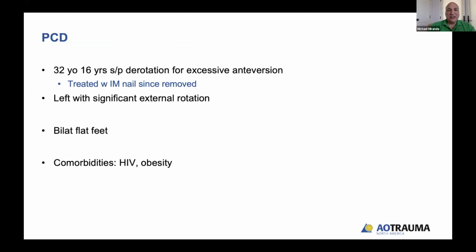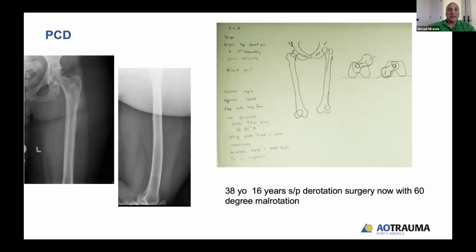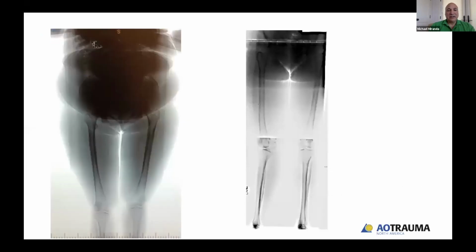She was 16 years status post derotation for excessive anteversion. She was treated with an IM nail, which had since been removed. She had a significant external rotation deformity on examination. She had bilateral flat feet and some comorbidities, HIV and obesity. And here we go. This is her.